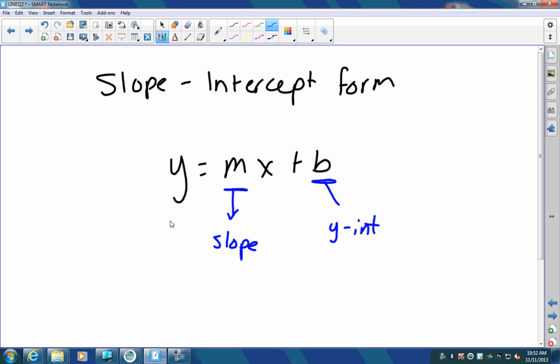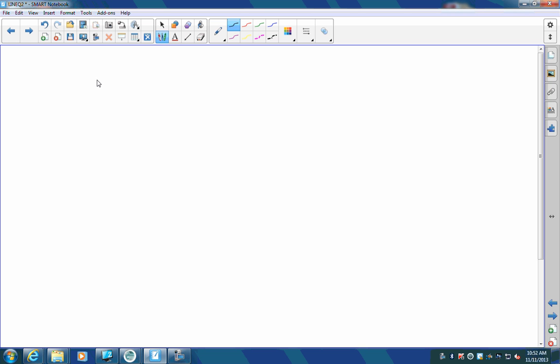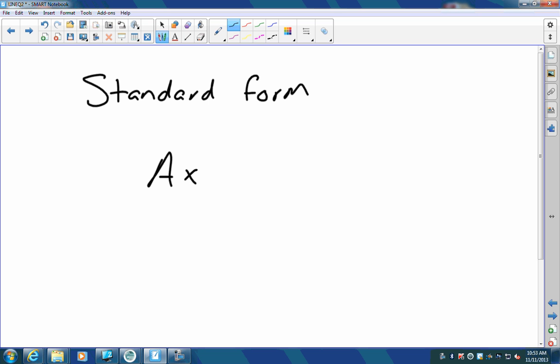We have gone through to find this by using a table, by doing delta y over delta x. We also worked on the equations in standard form, which was ax plus by equals c. And on our last lesson, we went through trying to take the equations from standard form and moving them into slope-intercept form. So for example, an equation that was in standard form.